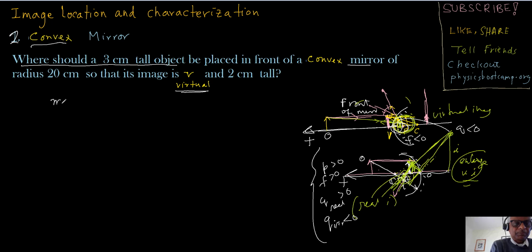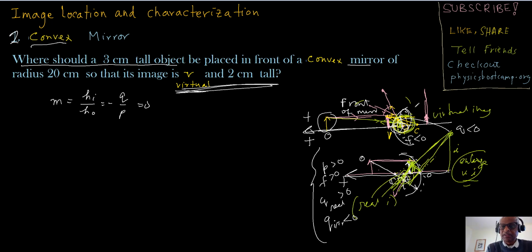So here m is going to be hi over ho equals minus q over p. Because this is virtual, hi will be positive. So this is a positive height and this is a positive height. So it's going to be 2 over 3 for this, equals minus q over p. So q is minus 2/3 p. So that's one equation.